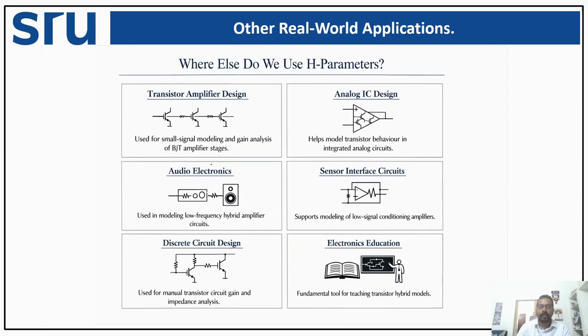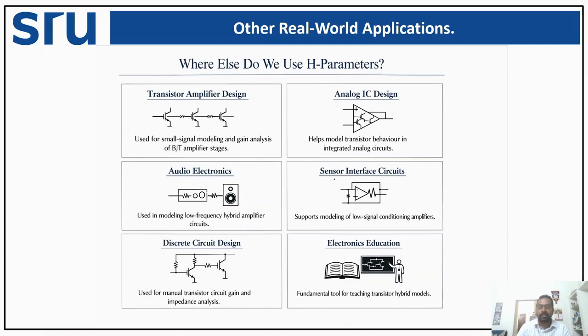The third application here is audio electronics. In audio systems, signals operate at low frequencies. So H parameter models provide accurate prediction of amplifier performance in this particular range. They help in designing tone control circuits, audio power amplifiers, and microphone preamplifiers.